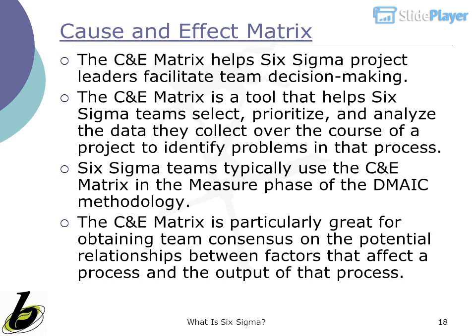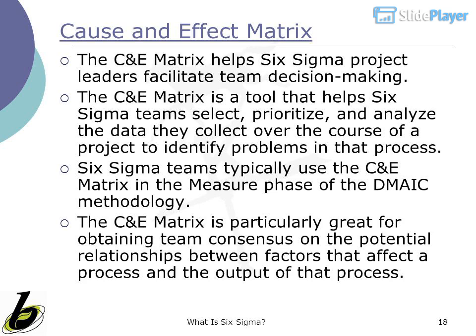Six Sigma teams typically use the C&E matrix in the measure phase of the DMAIC methodology. The C&E matrix is particularly great for obtaining team consensus on the potential relationships between factors that affect a process and the output of that process.